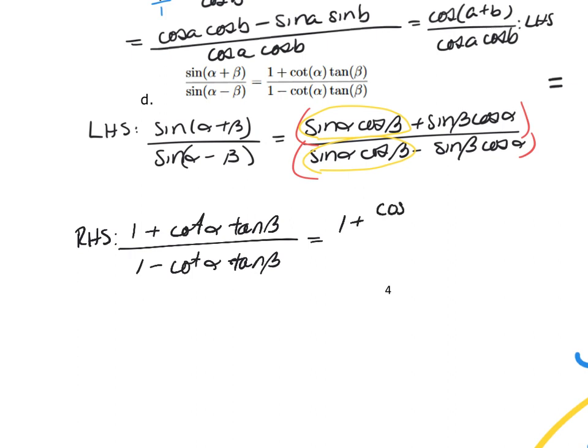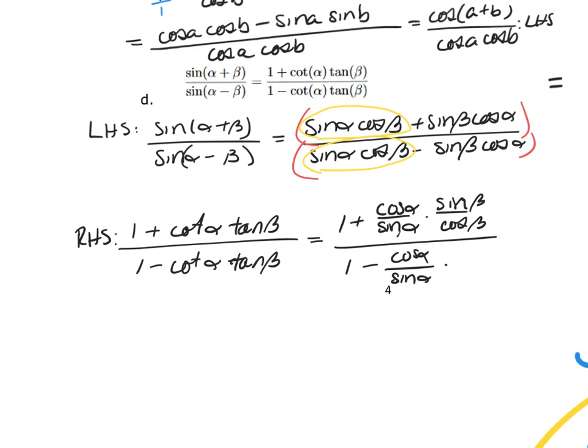So we have the cosine alpha over the sine alpha, and then the sine beta over the cosine beta, over 1 minus the cosine alpha over the sine alpha, and then the sine beta over the cosine beta. Now, if you go this path, what you're going to do is multiply the numerator and the denominator by this value, the sine alpha, cosine beta, and then you can just reverse.